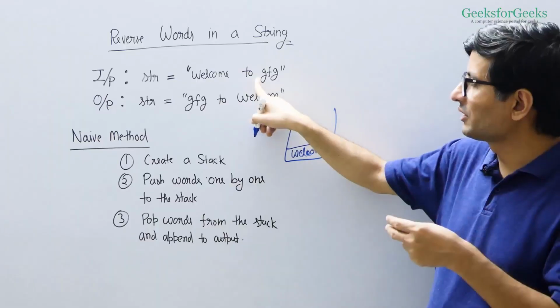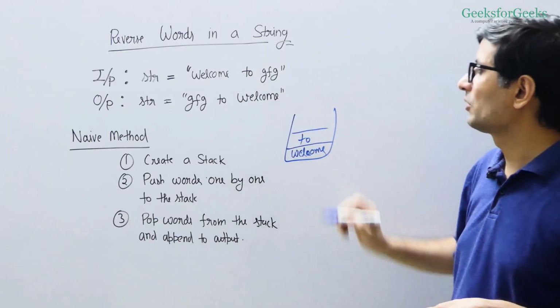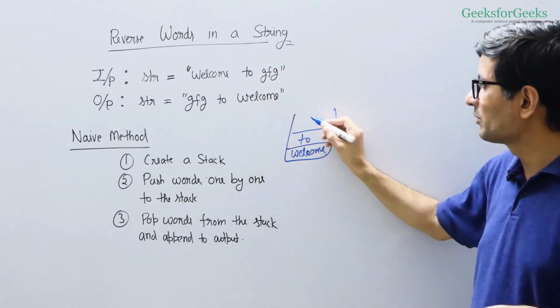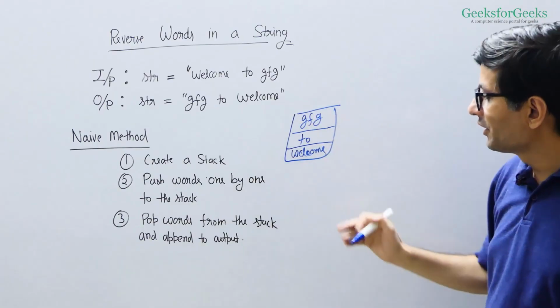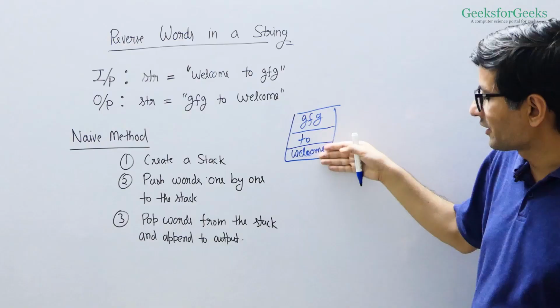Then again you see a space, you know that "to" is a word. So you push "to" into the stack. Then you see GFG is a new word. You push GFG into the stack. So this way you get "welcome to GFG" in this stack, in this form.